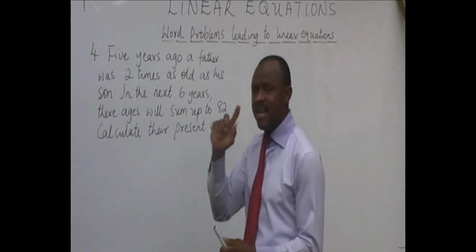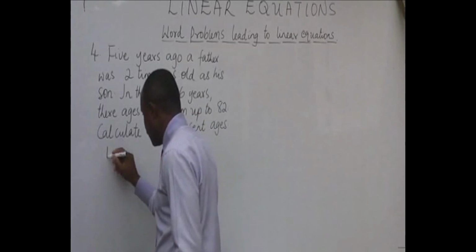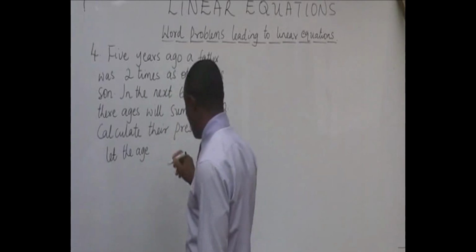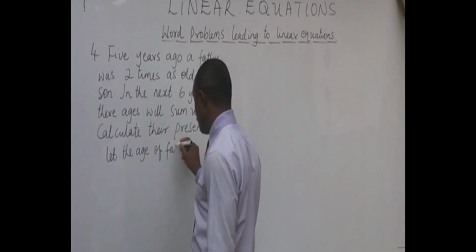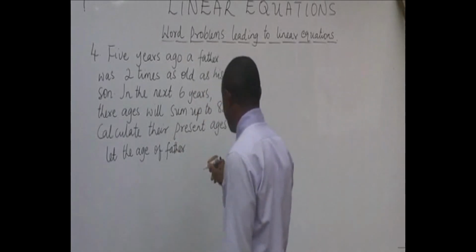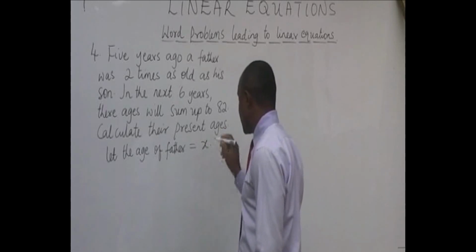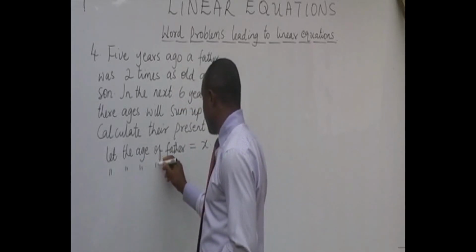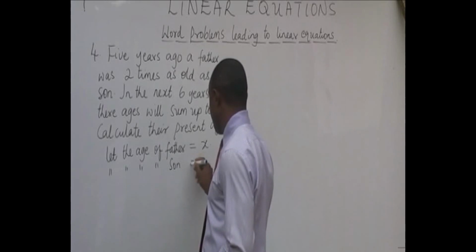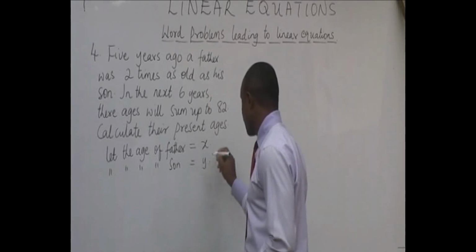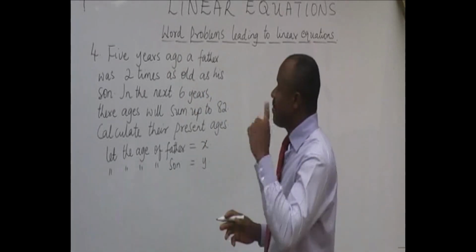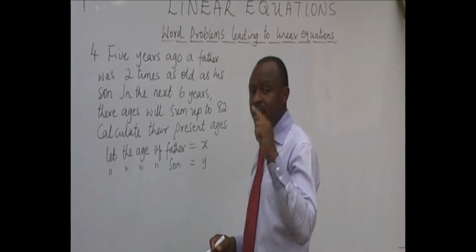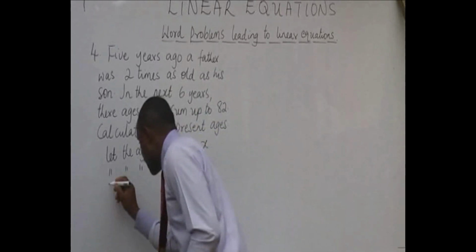The first sentence says that 5 years ago. First of all, you start by letting the age of the father be represented with X, and let the age of the son be represented with the letter Y. Now go to the first sentence. 5 years ago means X, the age of the father, minus 5, and the age of the son, Y, minus 5. 5 years ago.